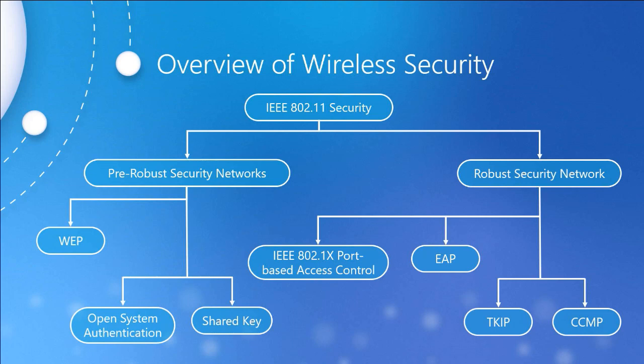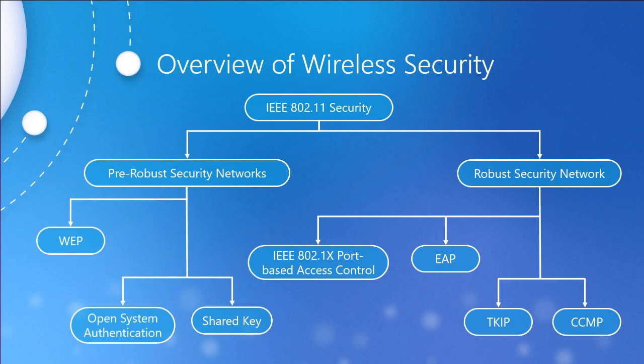Now, with that in mind, this diagram breaks down what is considered to be pre-robust and robust security options. The earlier options were great when we were just happy to communicate sans wires, but obviously something more robust was eventually needed. These early options like WEP and open system authentication and shared key didn't require any additional hardware or really any additional overhead to implement. And if you think about it, in the early goings, wireless networking was very expensive.